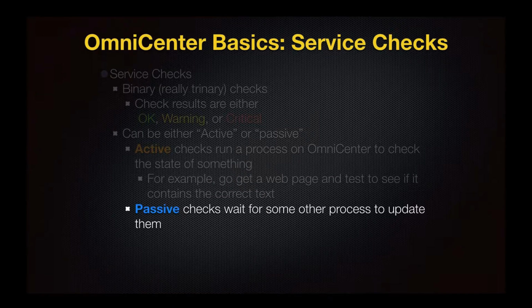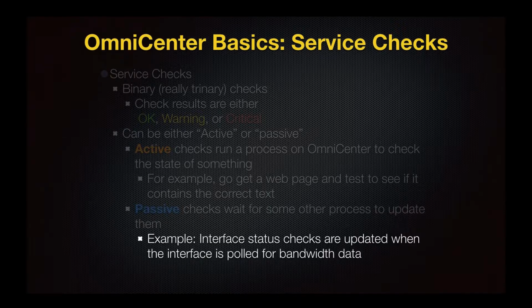A passive check is something that is going to sit on OmniCenter and wait for something else to update it. For example, interface status checks are typically updated by the polling process. So it actually is going to wait for, when we're already pulling data from that device, rather than initiating a new connection to it just to check the status of the interface. It's going to wait until it's already getting all of the interface data as the result of pulling the bandwidth. And when it does that, it'll update the alert at that time.